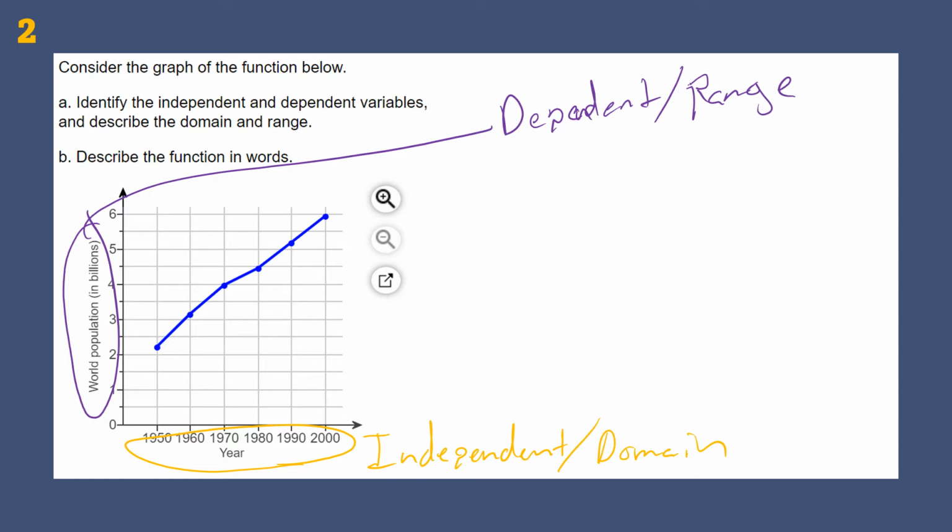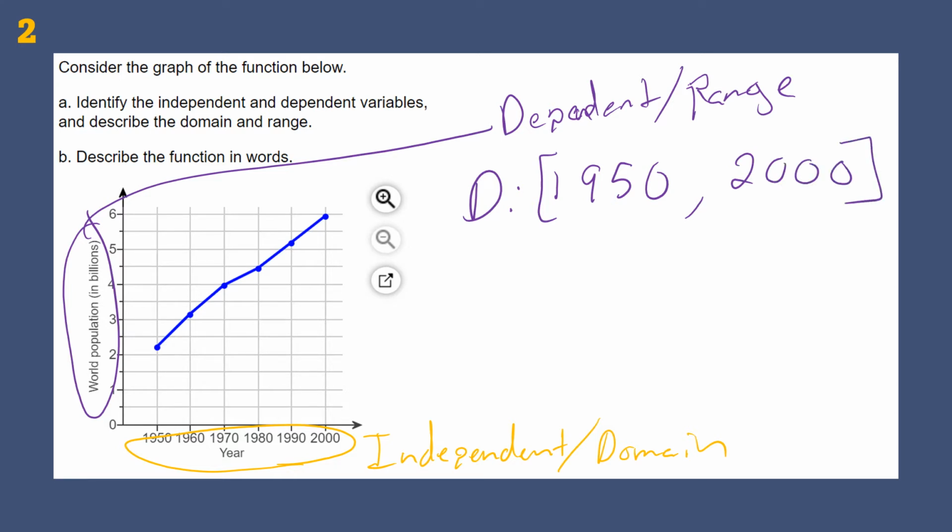So let's look at how we'd actually say what our domain or range would be. Our domain would be, let's see, what possible values do we have for the domain? Well, we have the numbers 1950 and up until the year 2000. I use square brackets notation, but I'm really just saying all the years between 1950 and 2000, that's what we're talking about here.